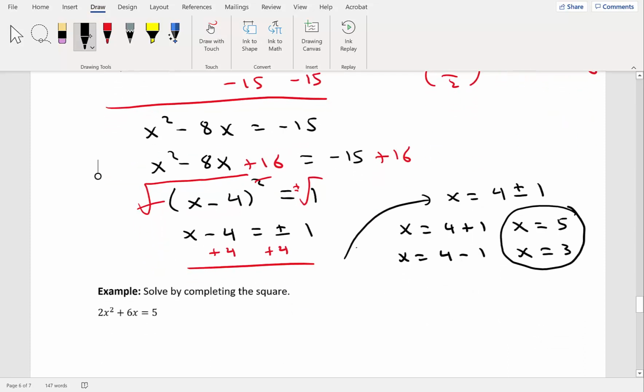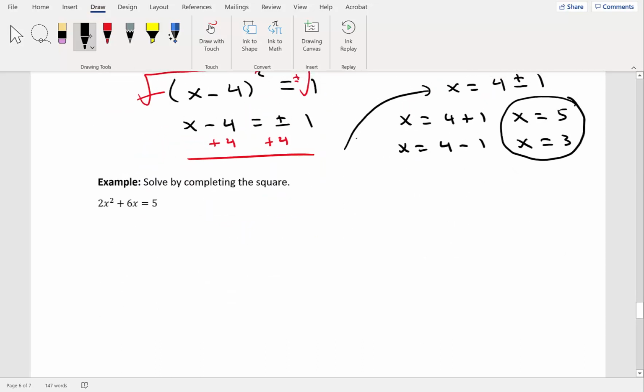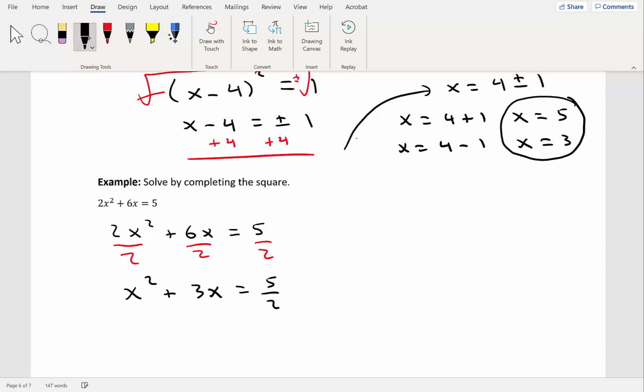Let's take a look at another one. This one a little bit more difficult. Okay, we have 2x squared plus 6x is equal to 5. Now we do have a coefficient for x squared. So there is a number in front of our x squared that isn't 1. So we're going to divide each one of these terms by that coefficient. So we're dividing everything here by 2. So I have x squared plus 3x is equal to 5 over 2. Next step was to isolate the variable terms, which in this case they are already isolated.